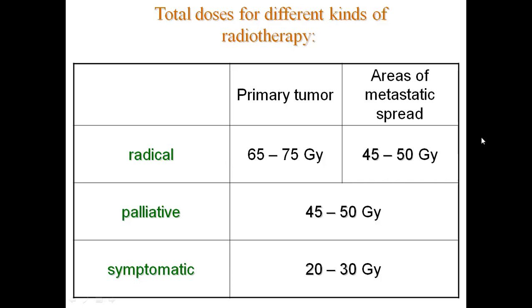Total doses for different kinds of radiotherapy. The radiation doses required to achieve therapeutic effect depend on the goal of the prescribed treatment. For the radical elimination of cancer cells and control of the tumor, it's usually necessary to deliver 65-75 grays to the primary focus and 45-50 grays to the areas of regional lymph drainage. For palliative or partial or temporary control of the tumor, a dose of about 45-50 grays is usually sufficient.